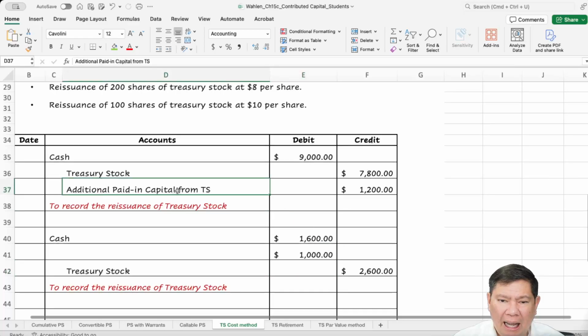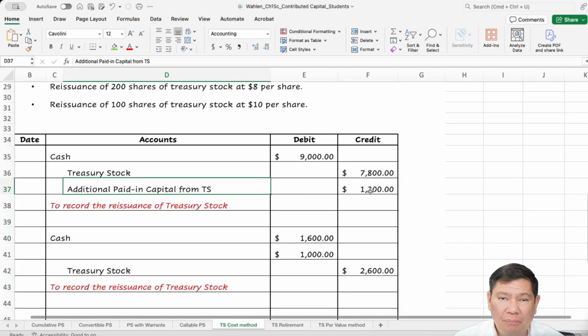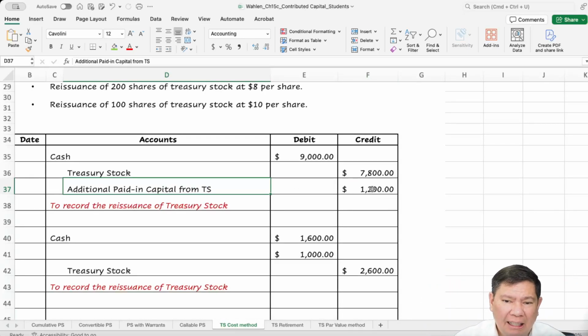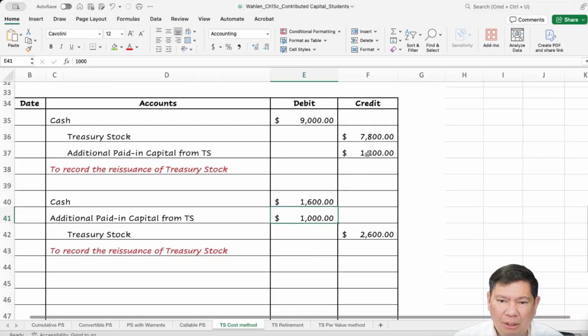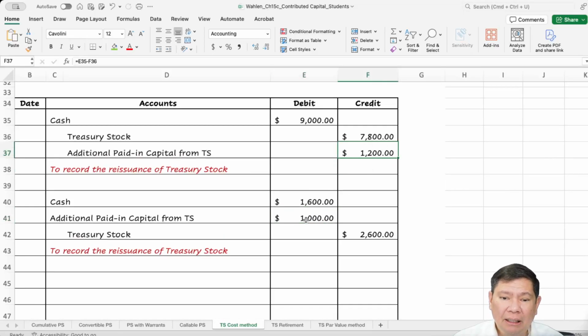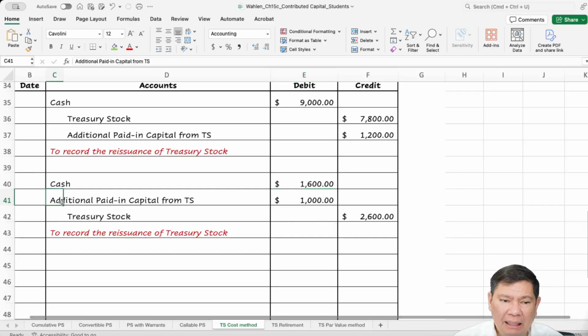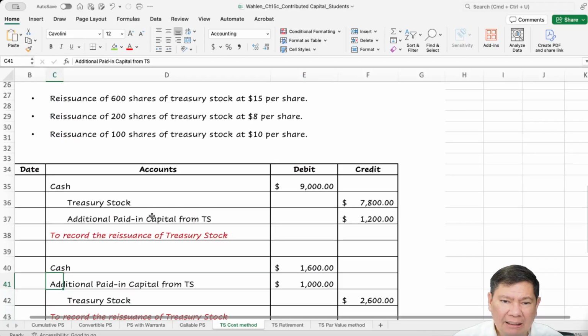But because we already formed this additional paid in capital, kind of a gain, from the previous transaction, this 1,200 will cover this 1,000. So we put it on debit, additional paid in capital from treasury stock. Okay, so now we only have $200 left, because we created 1,200 and used 1,000 to cover this loss from the second transaction.